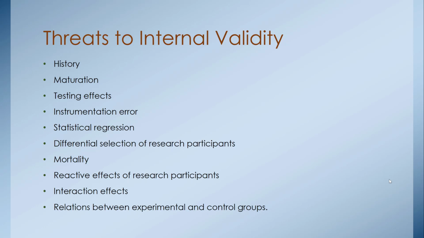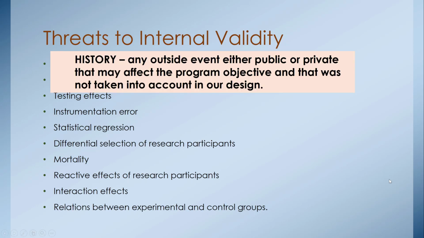In other words, we cannot control everything 100%. There is no way where you're going to create the perfect research study and control everything 100%. So each of these factors can come into play, and depending on the group research design that you select, it may or may not control for one or more of these factors. So first of all, we have history. And history refers to any outside event, whether it be public or private, that can affect the program objective, and that wasn't taken into account in our design.